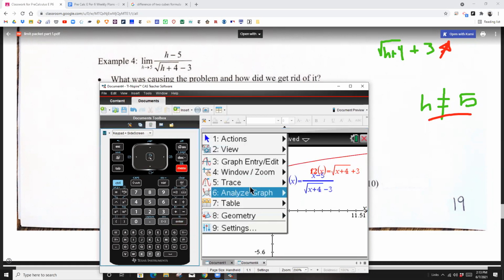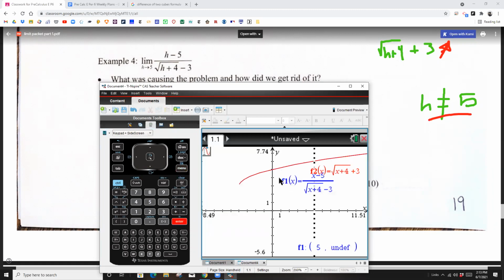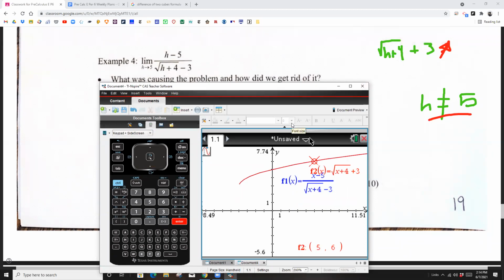The only difference is if I trace it. So I go to 5. For the blue one, it's undefined, because if you plug 5 into the blue one, which was the original function, you'd be dividing by 0. But if we plug it into the red one, you would get 6, which is exactly where the hole would be. So by multiplying the numerator and denominator by root h plus 4 plus 3 over root h plus 4 plus 3, we were just multiplying by a form of 1, where h couldn't be 5, to rewrite that. And we use that to see what the function should equal at that value, which is exactly what a limit is.